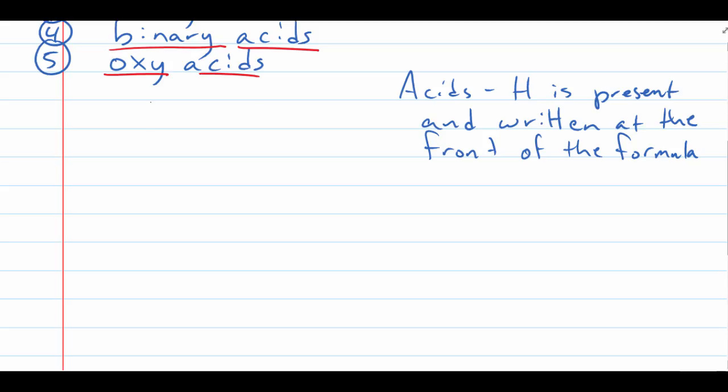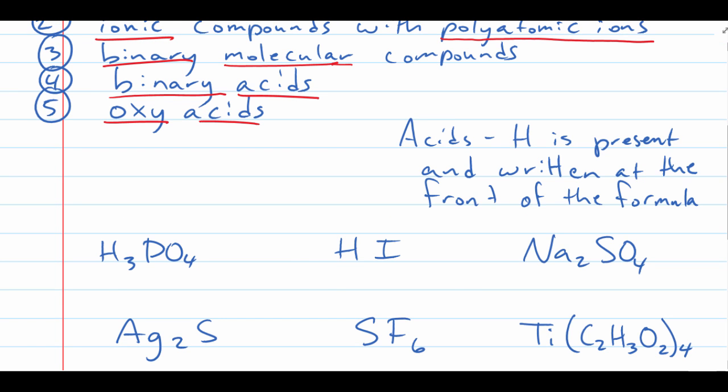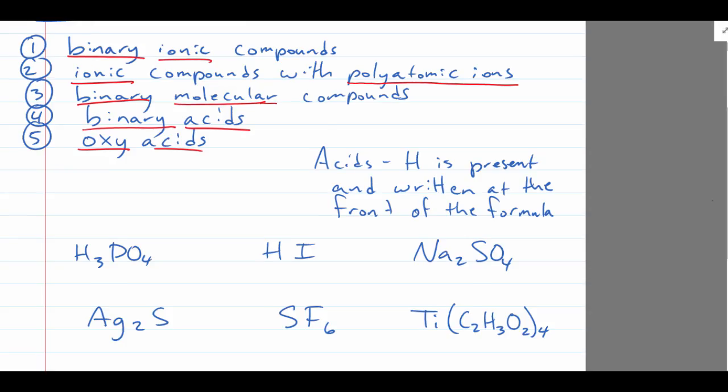So what I'm going to do here is I'm going to write down some formulas. Start with H3PO4, HI, Na2SO4, Ag2S, SF6, and then Ti(C2H3O2)4. I've written here now 6 different compounds. What I'd like you to do with these 6 compounds is to tell which class they belong to.